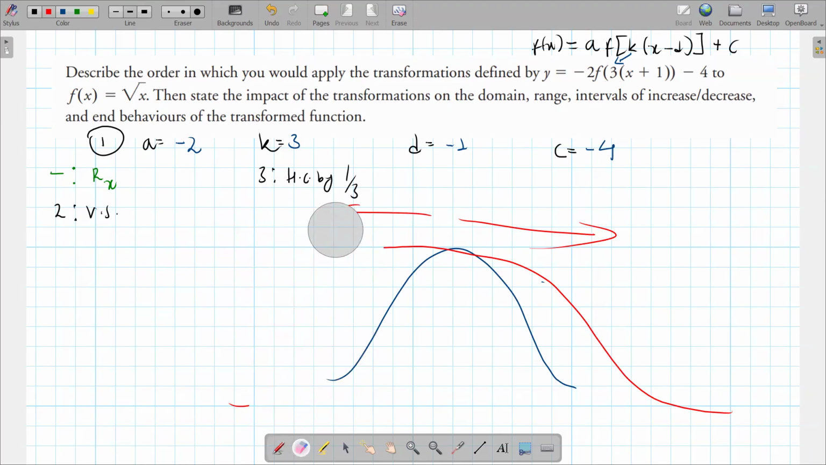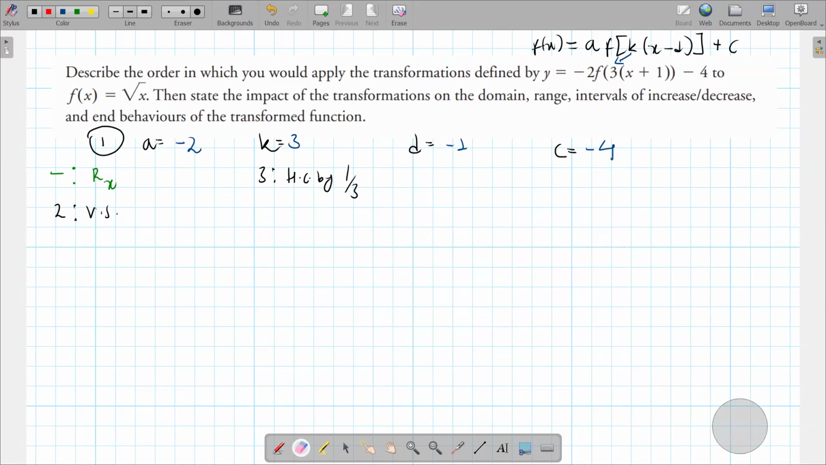What does d of minus 1 do? It's a translation. Yeah, left, right, up, down. Left. Yeah. So this is left 1, very simple. The other one is down 4, very simple. Translations are pretty easy. So now what we're going to do is we're going to sketch this transformed function. We're not going to dilly-dally.